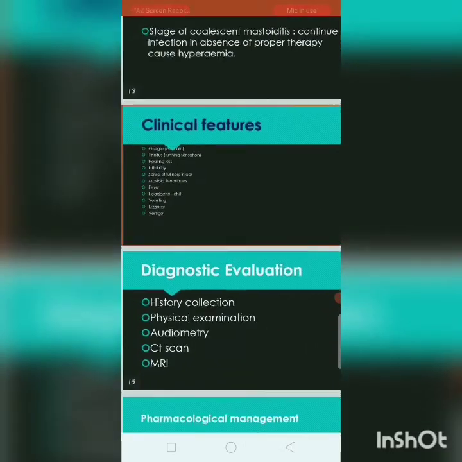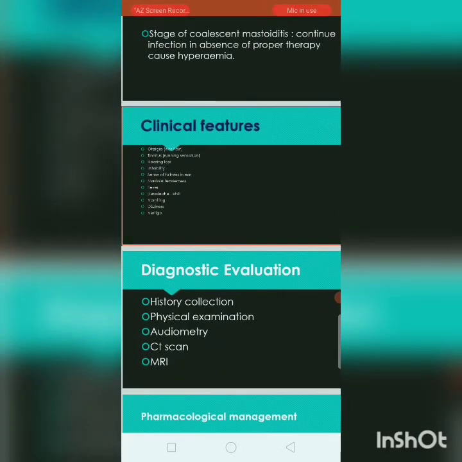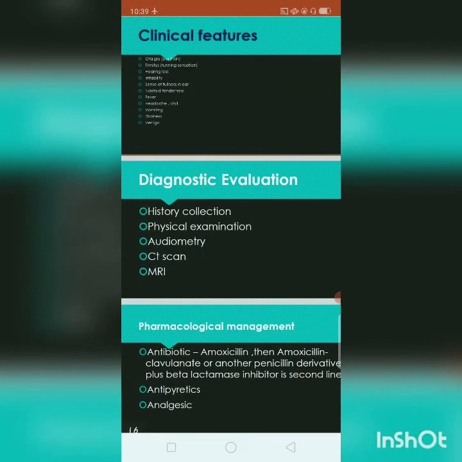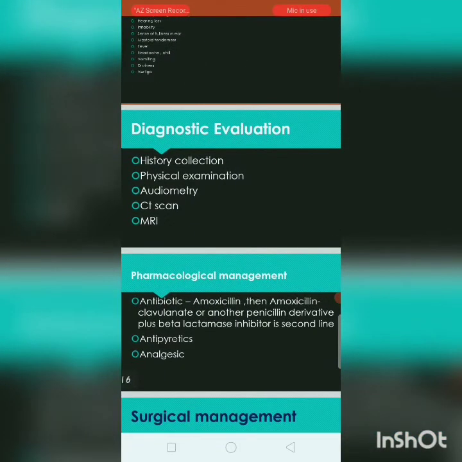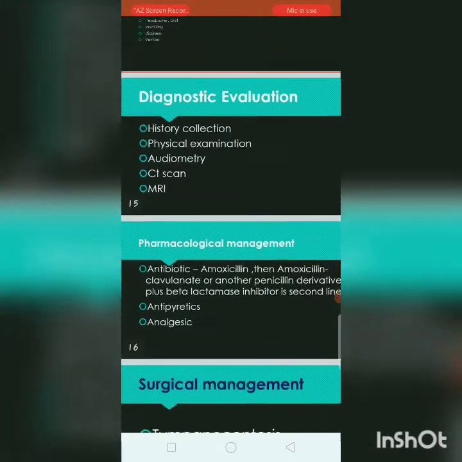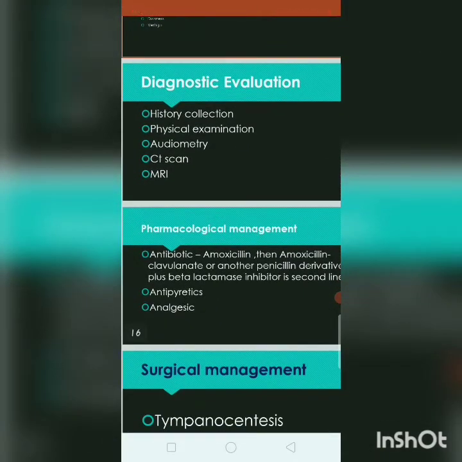Next, we will see the diagnostic evaluation of acute otitis media. First, history collection. We should take the history from the patient or the patient's family side. Then physical examination, where we examine from head to toe, and audiometry, CT scan and MRI. This is the diagnostic evaluation for acute otitis media.